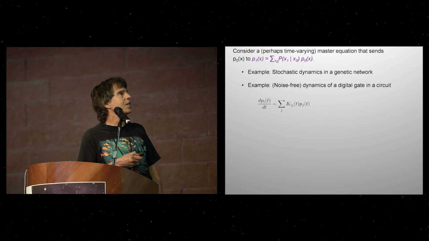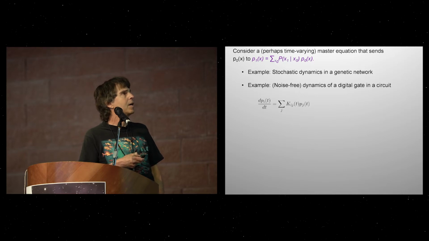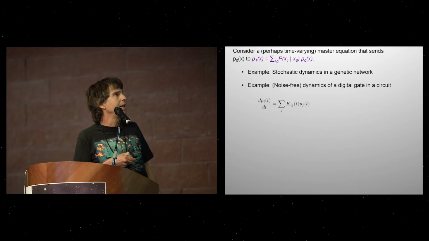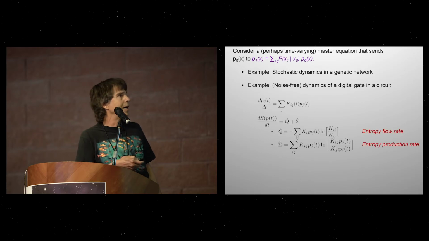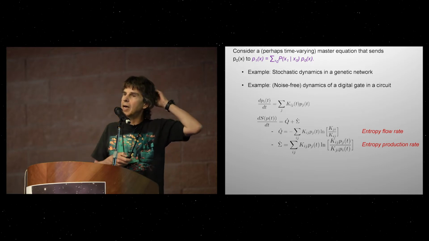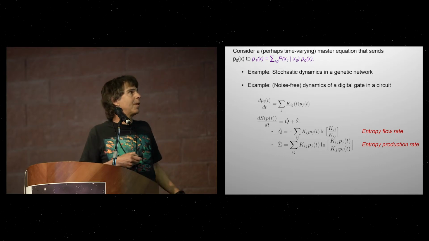So it could be stochastic dynamics in a genetic network. It could be a digital gate in a circuit. It could be the dynamics of the people in this room collectively computing and interacting with one another. If it's Markovian, if we ignore issues of coarse graining and so on, then this is the equation that describes the evolution.